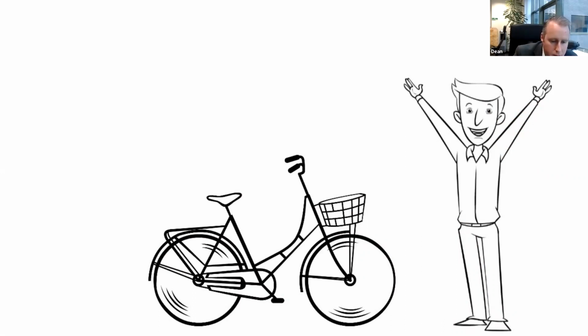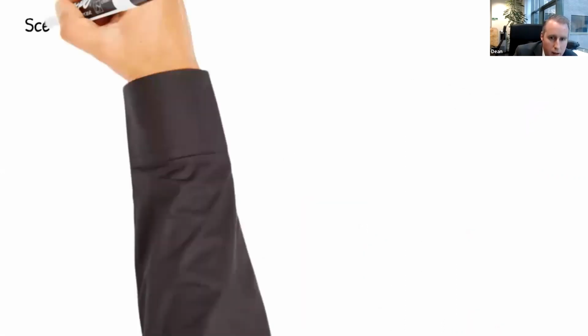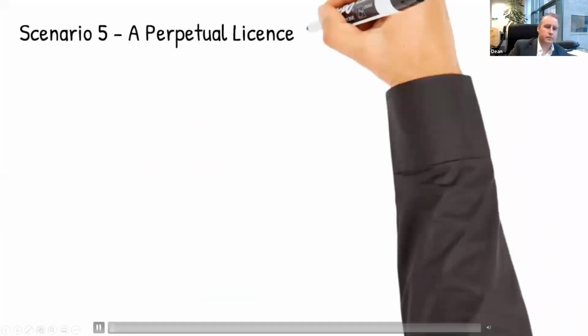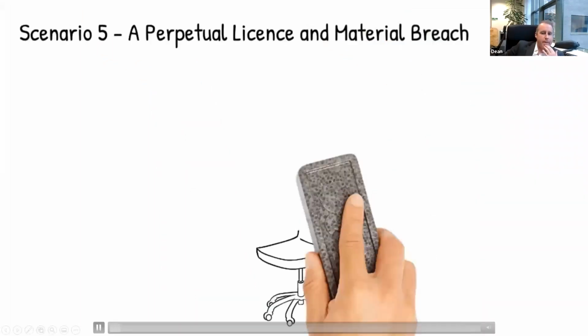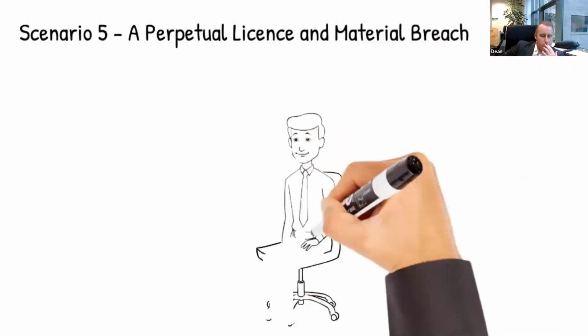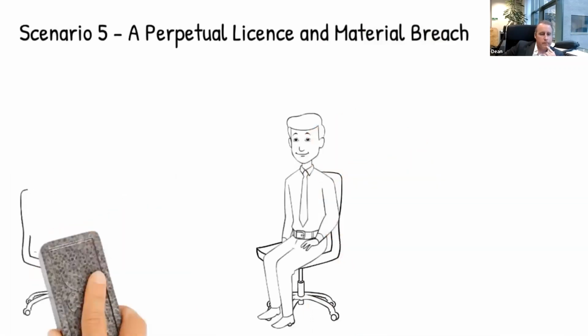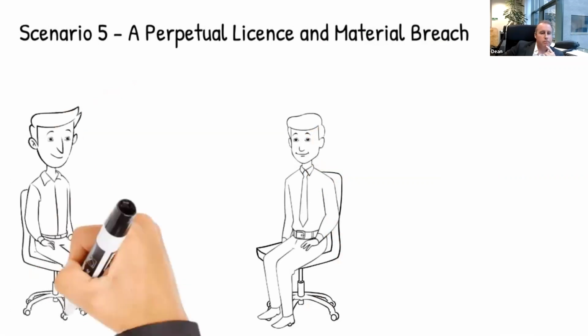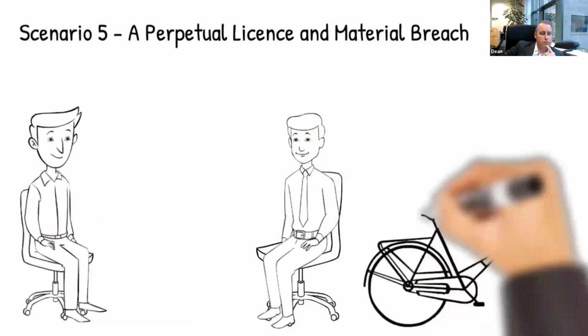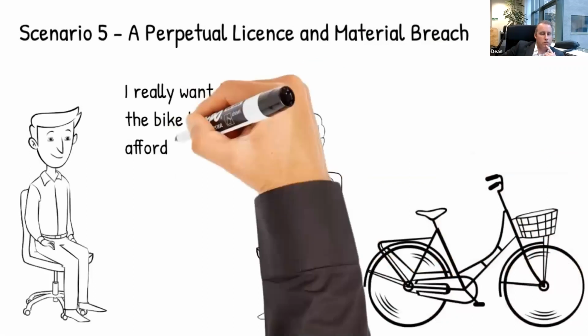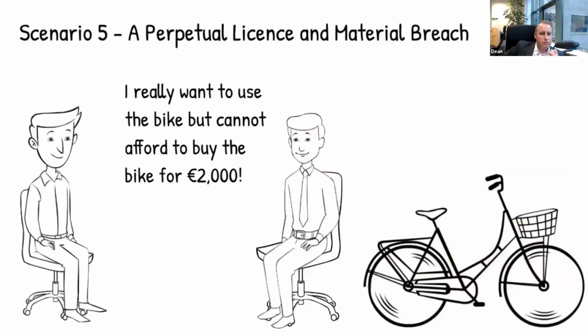Okay. And the next example is about a perpetual license and what is referred to as a material breach and the consequences that would flow from that. Paul now loves the bike so much, but he really can't justify paying John €2,000 to buy the bike outright. He wants to know that the bike is exclusively his to use on a perpetual basis without fear that when the term expires, John will take back the bike.